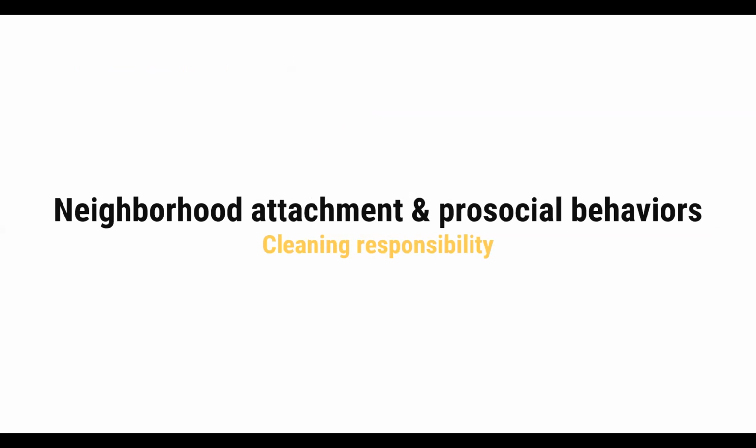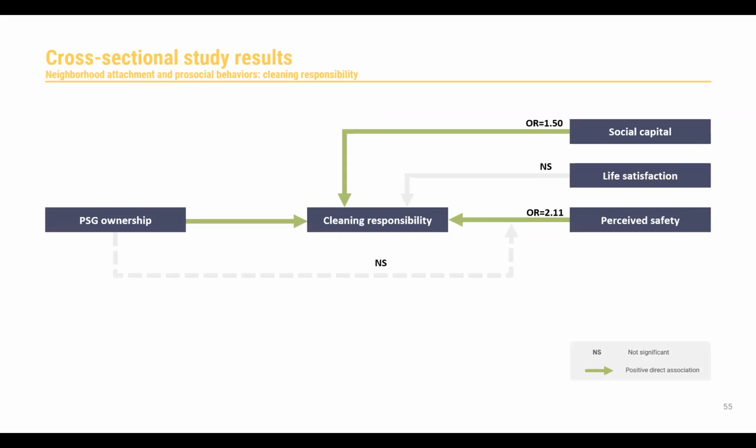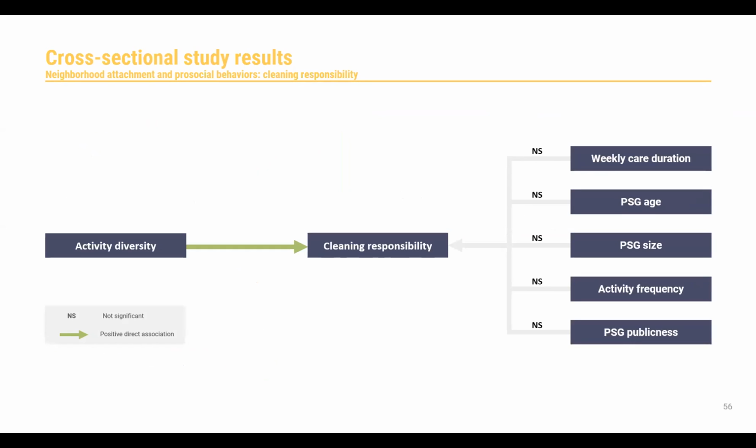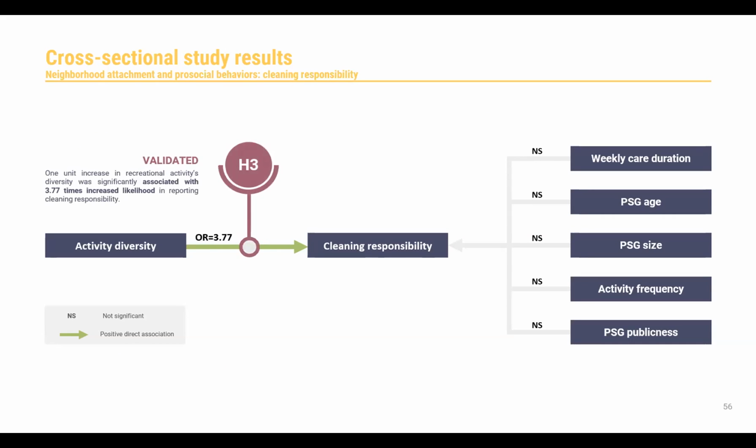First, for cleaning responsibility. So we found that PG's owners were 2 times more likely than non-owners to feel responsible to clean their neighborhoods. However, the second analysis detected no moderation effects. In the third analysis, we found that PG's owners having one additional recreational activity type next to their PGs were almost 4 times more likely to feel responsible cleaning their neighborhood compared to those having no activities next to their PGs.